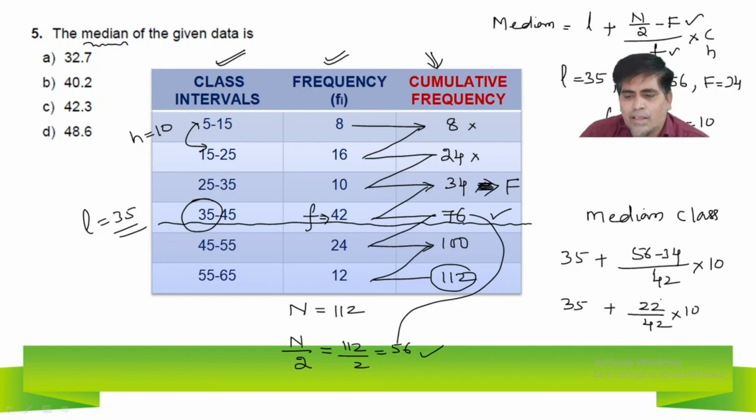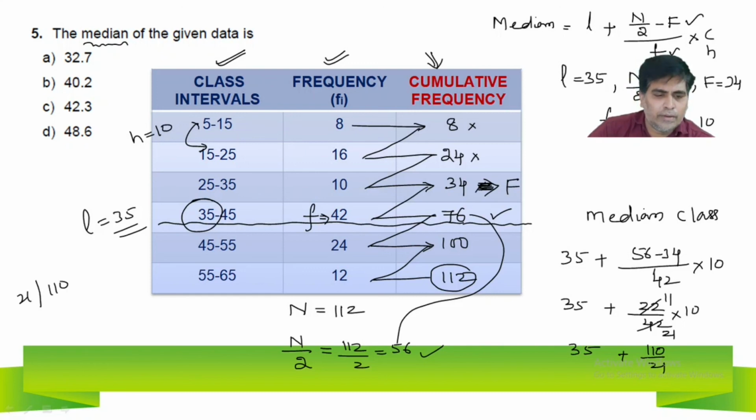I can cancel the values with the 2 table. So 2 11s are 22, and 2 21s are 42. So what is the value we got? 35 plus 110 by 21. If you divide 110 by 21, you will get a fractional value. So here I am dividing 110 with 21. 21 5s are 105. The 5 is left out. If I take the decimal point here, I can keep 0 here.